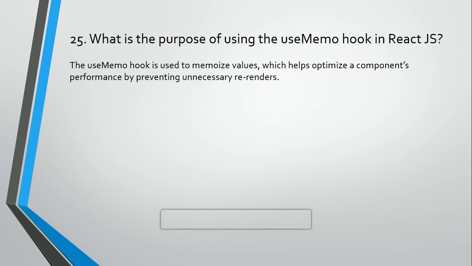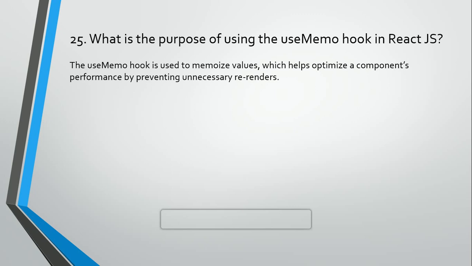What is the purpose of using the useMemo hook in React.js? So look, the useMemo hook is used to memoize a value, which helps optimize a component's performance by preventing unnecessary re-renders. But here is a question: what is meant by memoized values?